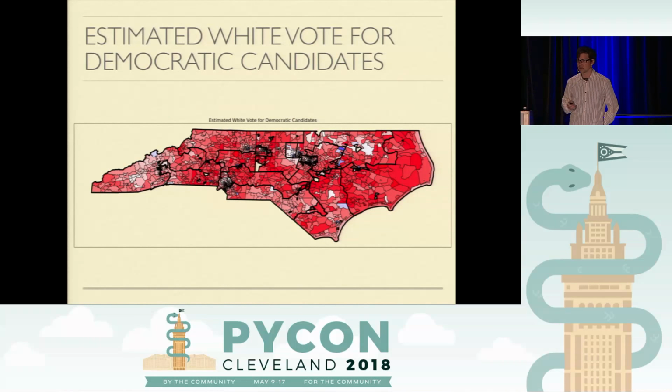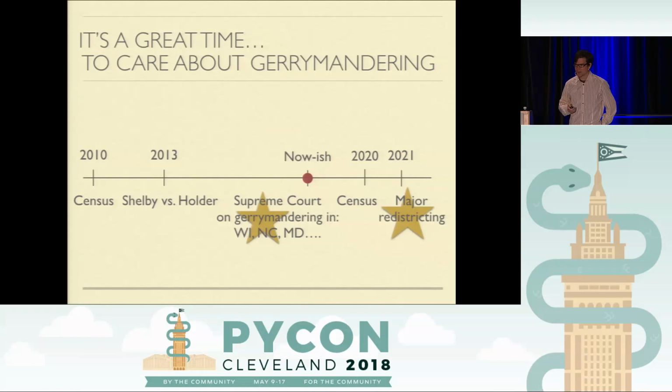And similarly, this is the white vote that we were estimating in North Carolina. Again, very much not for the Democratic candidate. As far as I know, these are novel maps, the most granular maps you can find of racially polarized voting. Great, so just to conclude, now's a great time to be thinking about redistricting and thinking about gerrymandering. There's a census coming up in 2020, after which they'll be redrawing the district lines.